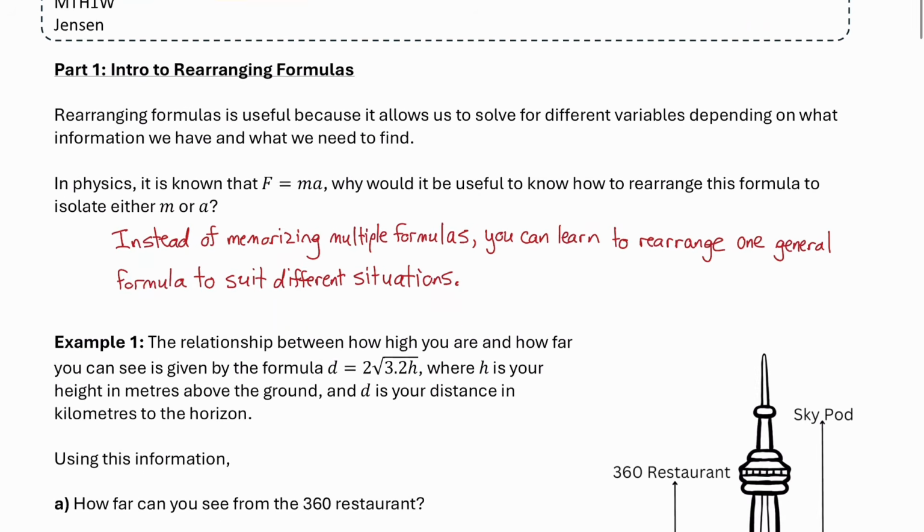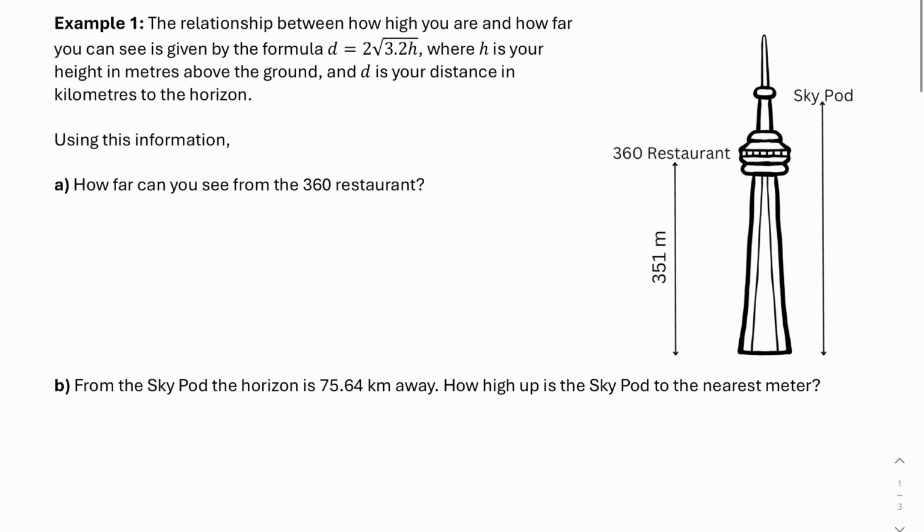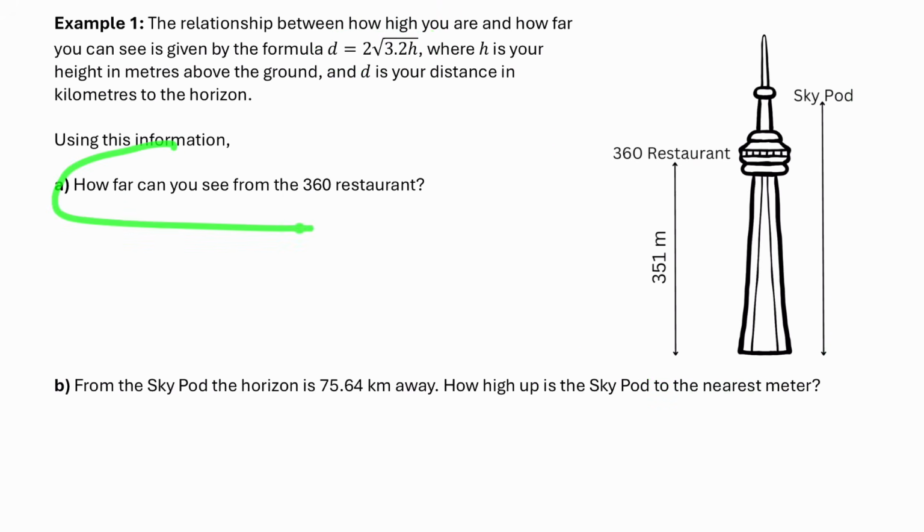And now let's try an example where we see why learning how to rearrange a formula is going to be useful. Example 1 says the relationship between how high you are and how far you can see is given by this formula, d equals 2 times the square root of 3.2 times h, where h is your height in meters above the ground, and d is the distance in kilometers to the horizon. Using this formula and the information we see in this diagram of the CN Tower, let's figure out how far we can see from the 360 restaurant, which is 351 meters off the ground.